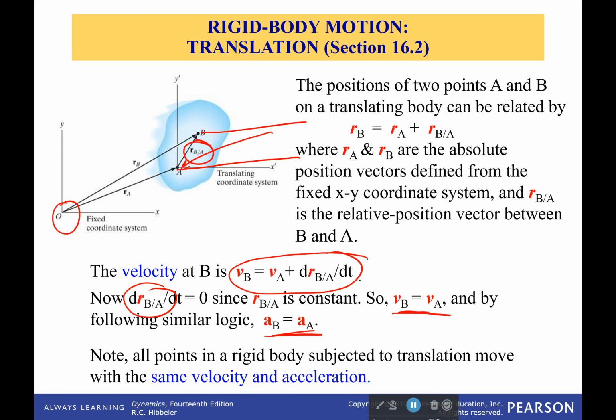So for a rigid body to be only in translation, whether curvilinear or rectilinear, all the points have to have the same velocity and the same acceleration.